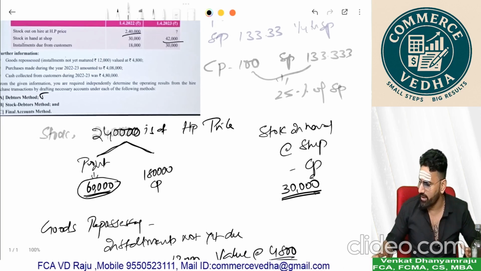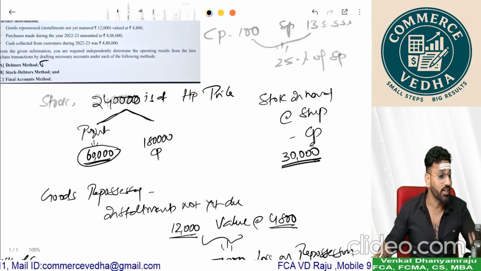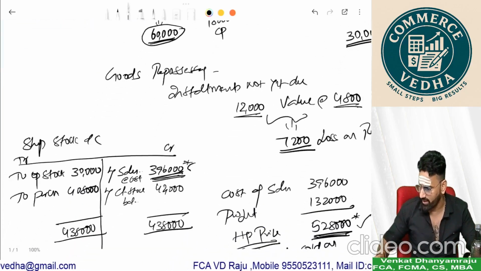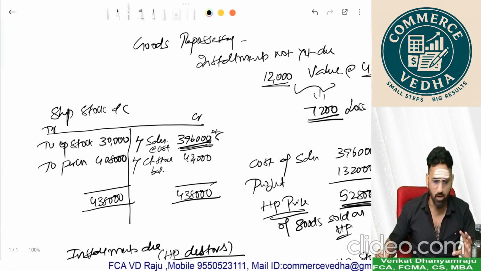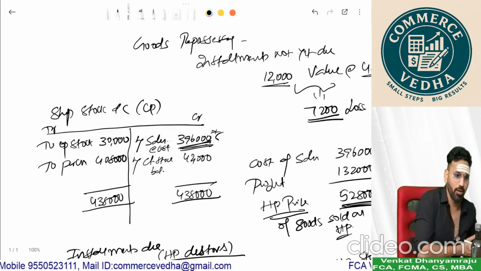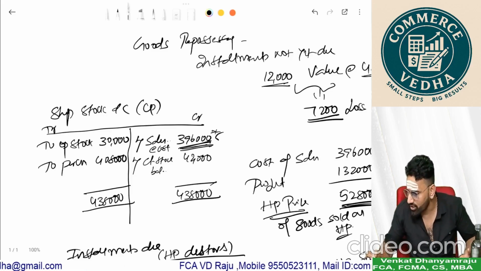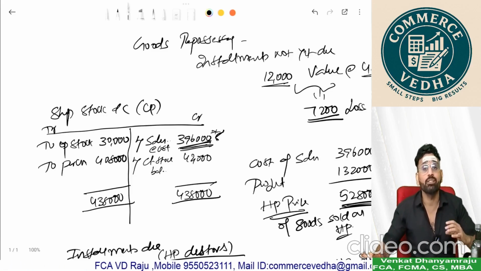That is the first thing I did. Second thing what I did is, what is my total current year goods sent on hire purchase? For that, what I did is, I prepared my shop stock account. Shop stock is always at cash price because it is at the shop level. So opening stock, purchases, closing stock. This is the sales, means goods sent on hire purchase.